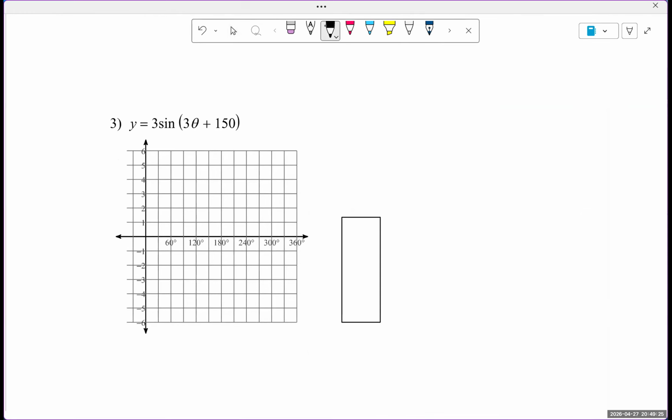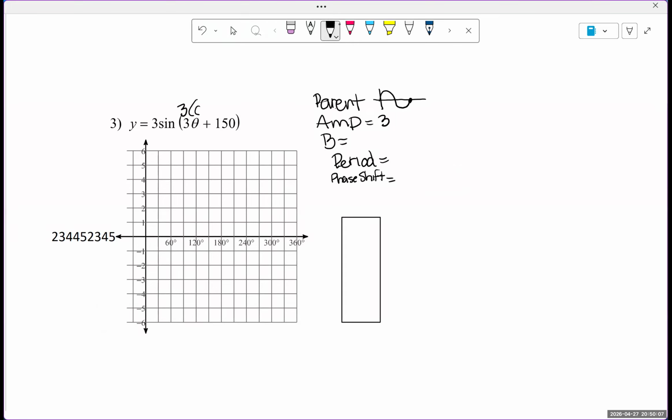And there is one cycle of our cosine graph. Okay, number 3. We have a sine curve, so we're expecting this, but with a shift. Amplitude is 3. B, let's factor out the B. B is 3, so the period is 360 divided by 3, which is 120. The phase shift is negative 50 degrees. 50 degrees in the negative direction.